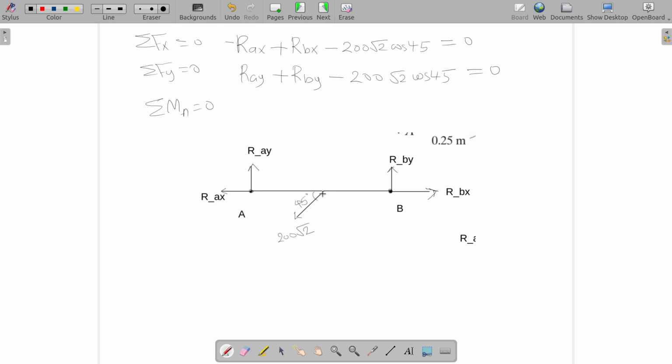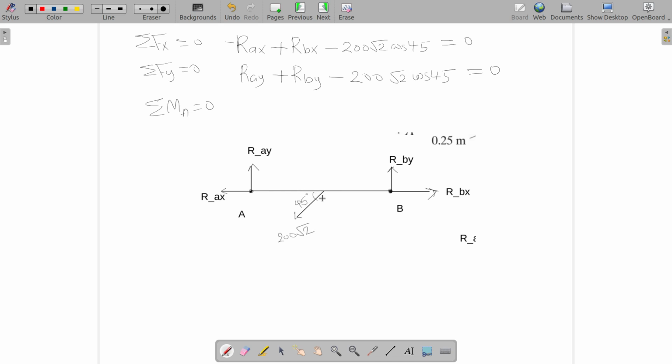200 root 2 has 2 components, 200 root 2 cos 45 in the horizontal direction and 200 root 2 cos 45 in the vertical direction. So 200 root 2 cos 45 in the horizontal direction is passing through A. That means the perpendicular distance between the line of action of this horizontal force and the point A is 0, so that multiplied by 0, gone.